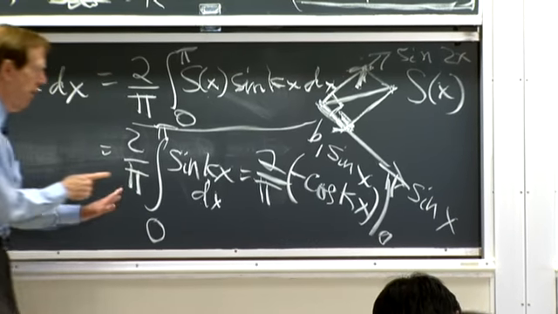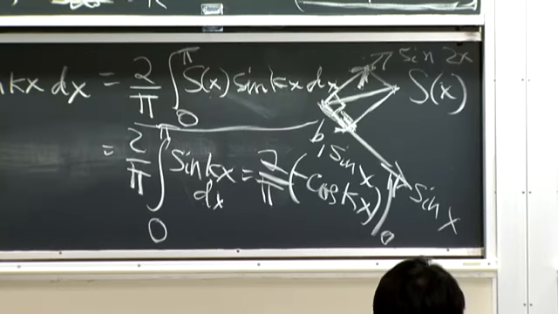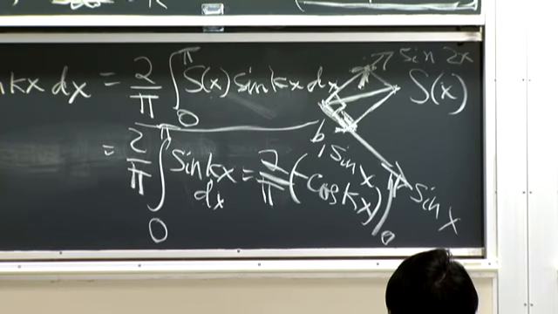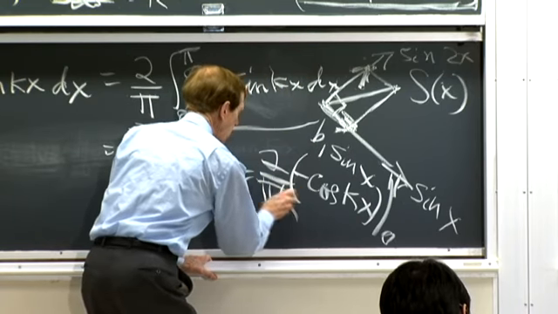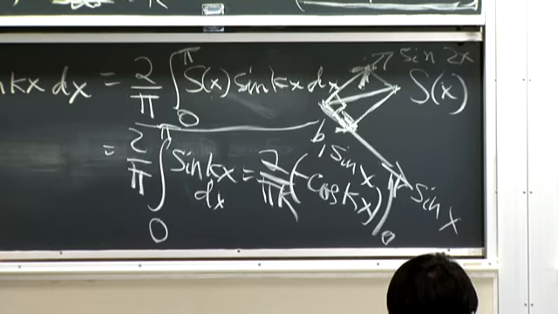And what else? What have I forgotten? Most important point. The integral of sine kx is not minus cosine kx. I have to divide by k. It's that division by k that's going to give me the correct decay rate. 2 over pi k.